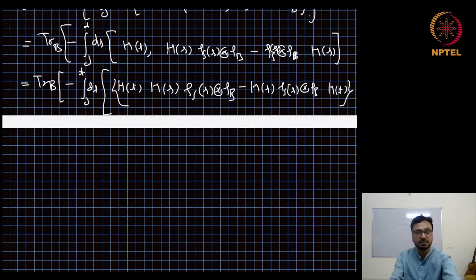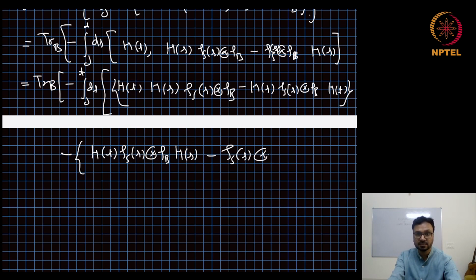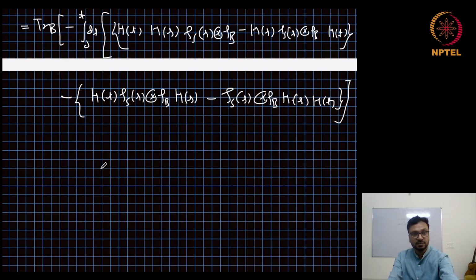And the second term is minus H_t rho_s(s) tensor rho_b H_s, minus rho_s(s) tensor rho_b H_s H_t. So these are the 4 terms we have. So we have to simplify all 4 terms to get the final expression for the dynamical equation.